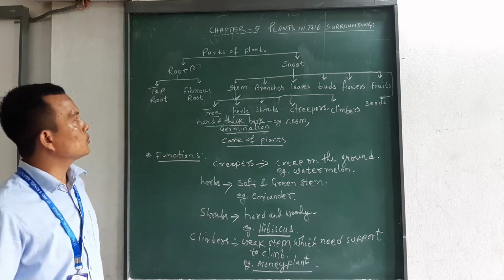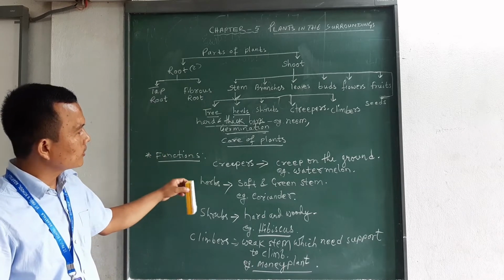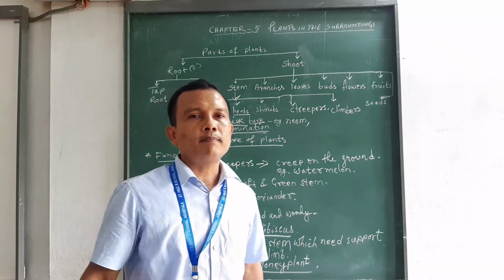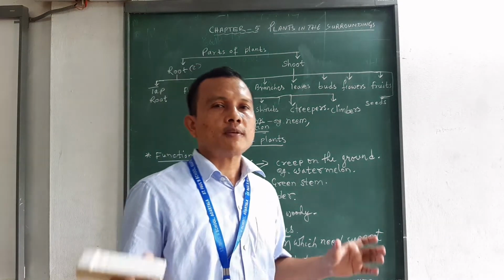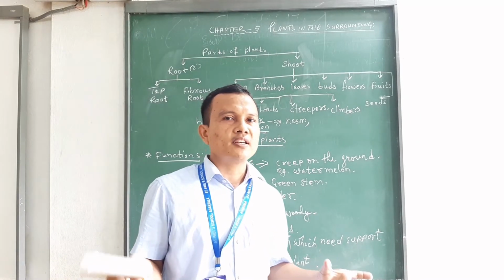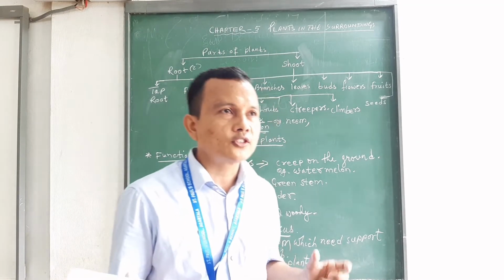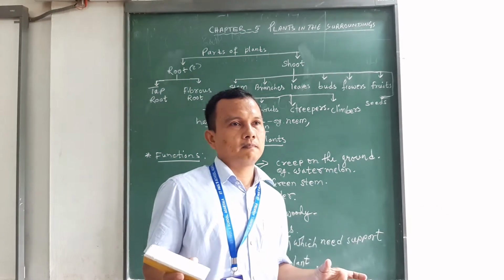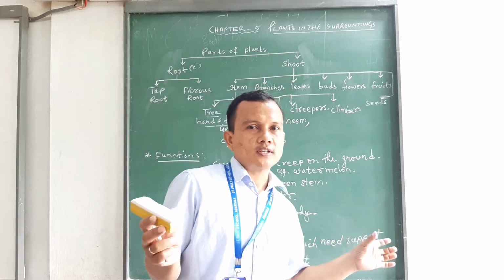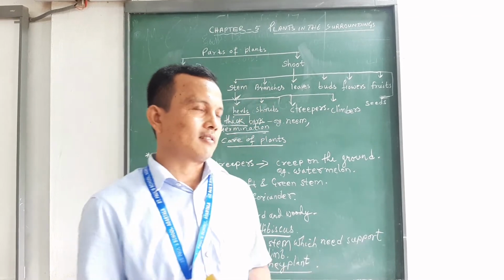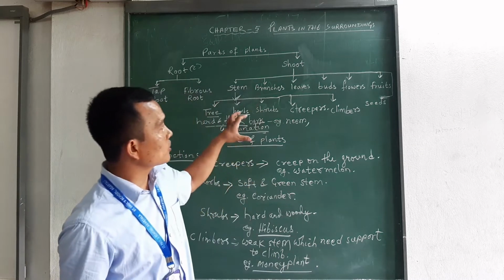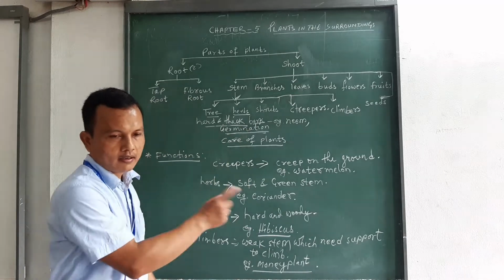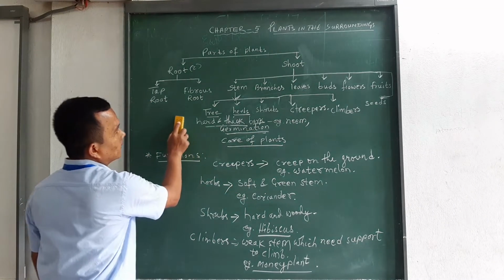Now let us come to the functions of this stem. Stem actually plays a great role. It supplies water and minerals to all parts of the tree or all parts of the plant. And it also helps to hold the branches and other parts of the plant. So that is the main function of stem. Let us come back to branches. I will wipe out all this.